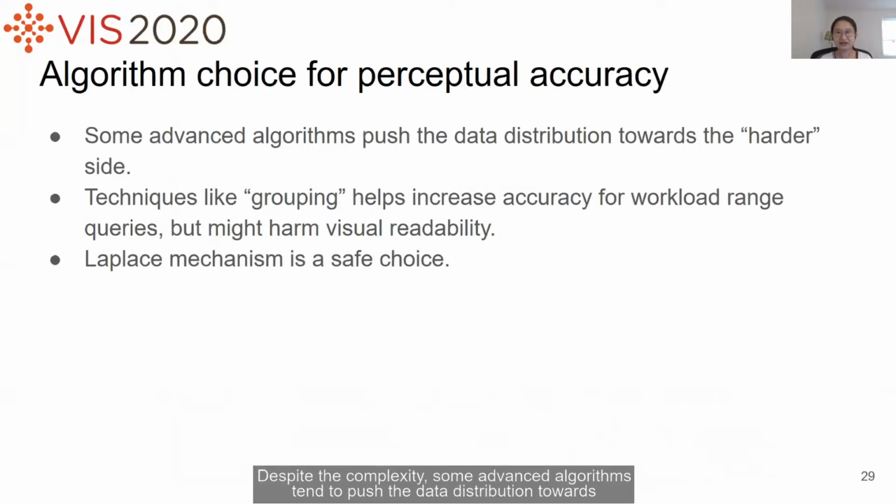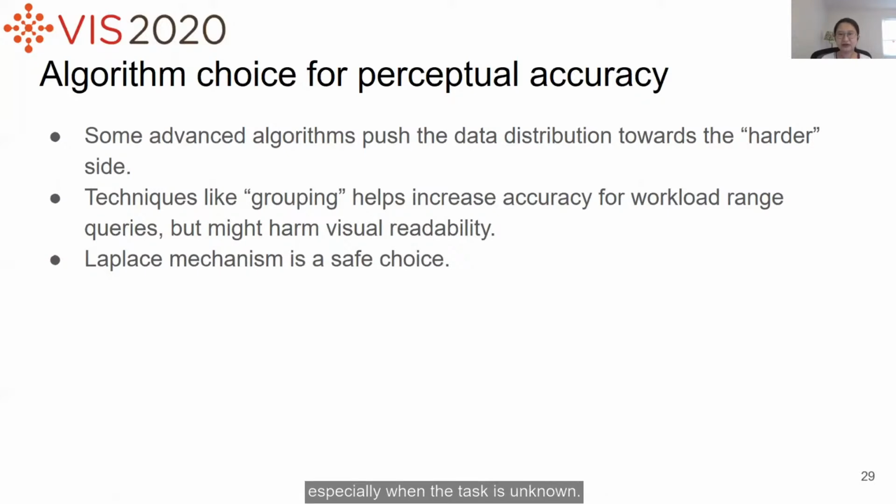Despite the complexity, some advanced algorithms tend to push the data distribution towards the harder side compared to the simple Laplace mechanism. Those algorithms usually use techniques like grouping to help increase the accuracy of range queries, but such techniques might produce visual artifacts that harm readability. So overall, the basic Laplace mechanism is a safe choice for private visualizations, especially when the task is unknown.